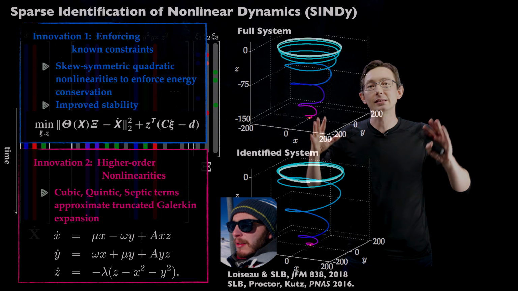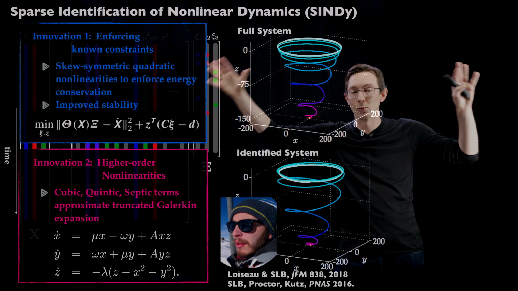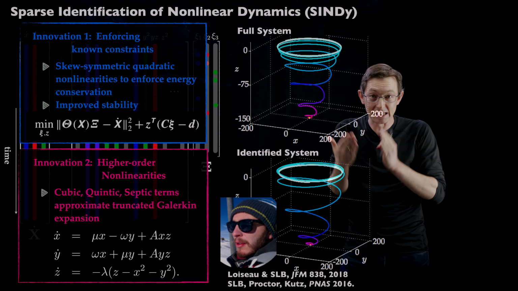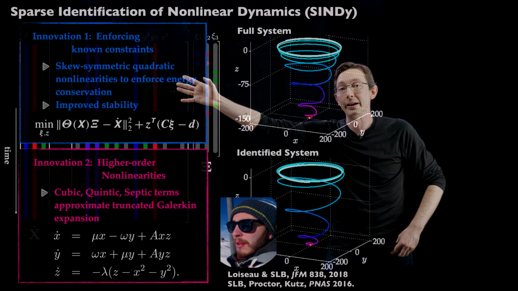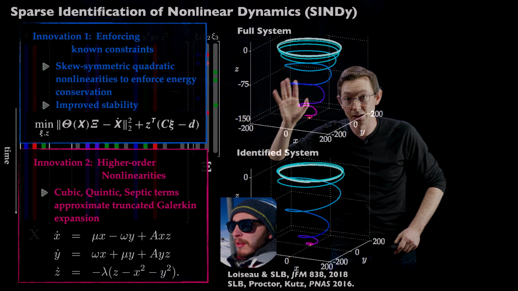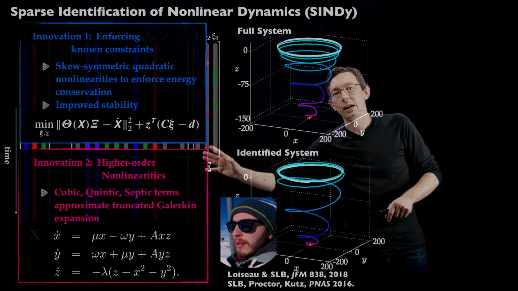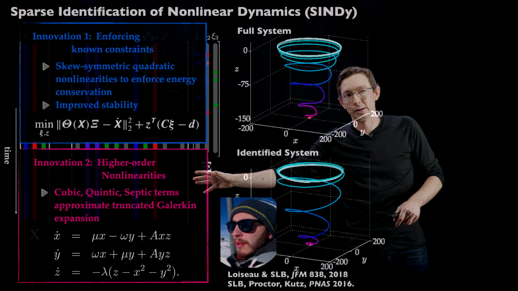And that's huge. That means that out of this massive space of models where most of them are bad, we've already limited ourselves to a very specific family of models that are energy conserving by construction. That's huge. The second innovation, and I really, really like this one too, is including higher order nonlinearities.